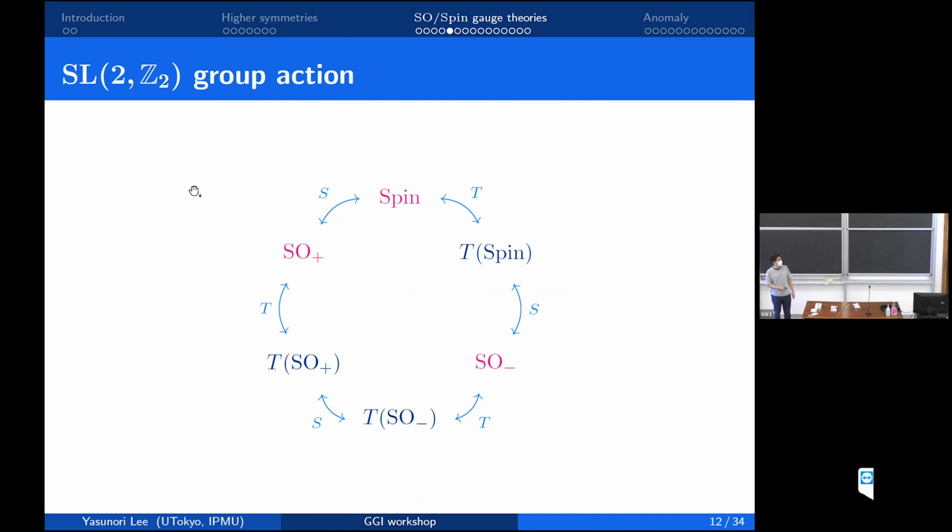So the situation is pictorially this. Let me repeat what I said. If you start from spin gauge 2NC gauge theory and you gauge Z2 one-form symmetry, meaning that you do the S transformation, you go to SO plus 2NC gauge theory. While if you first add discrete theta term and then gauge Z2 one-form symmetry, meaning that you do T transformation and then S transformation, you go to SO minus 2NC gauge theory. So it's a transformation between different theories. Does that answer your question?